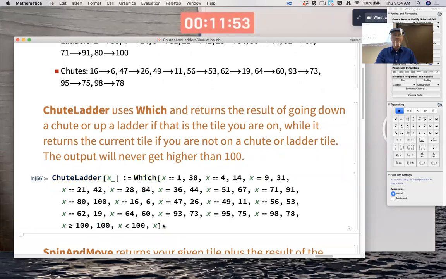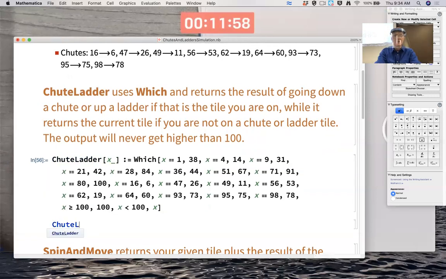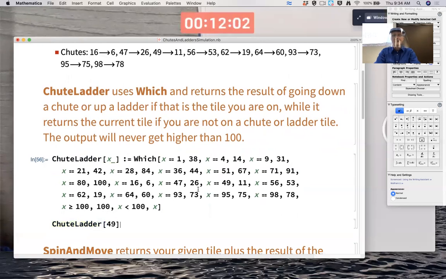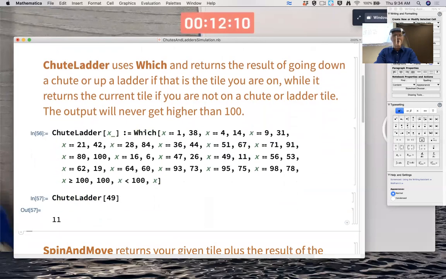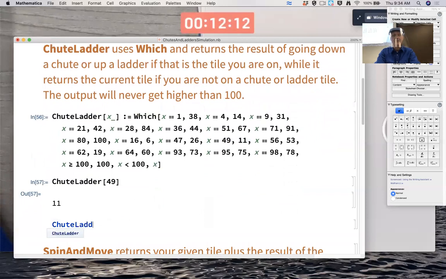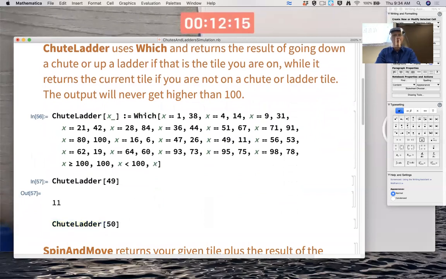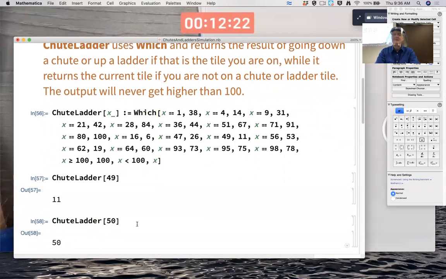The output is 100. So I enter that, and we can, for example, see that it works. Chute ladder of the input 49, for example. I see when x is 49, I should get an output of 11. Yep. And if I put in, say, 50, there is no chute or ladder that starts at 50, so the output should be x itself. It should be 50. I stay where I am. So this represents not moving when you're at a tile that is not the start of a chute or a ladder.